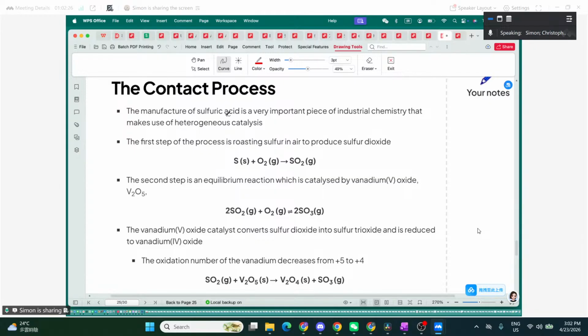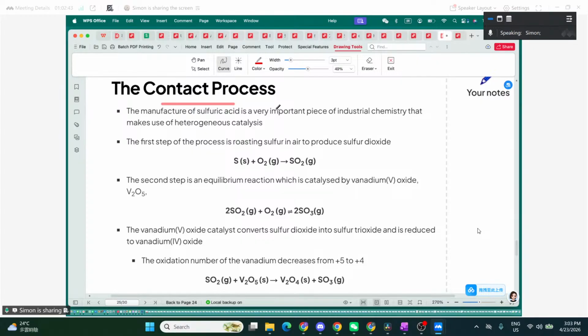And for the contact process, the equation, the property of the contact process. This is the final step.